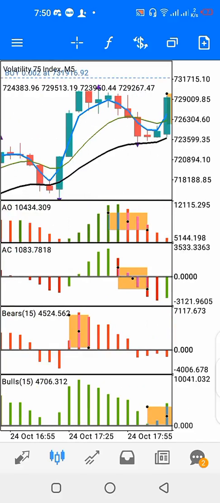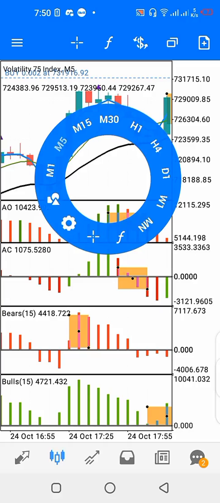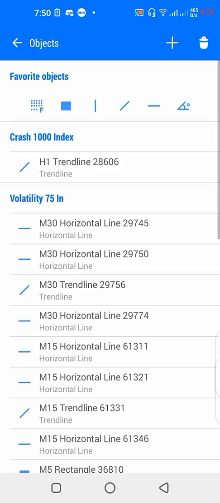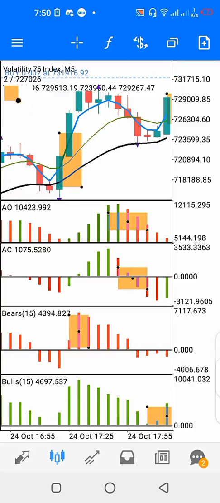Okay, it's a very good strategy. Make sure you backtest it. Check it with what has happened in history. Don't go live on this strategy merely because you're starting with it. Make sure you test it on a demo account.